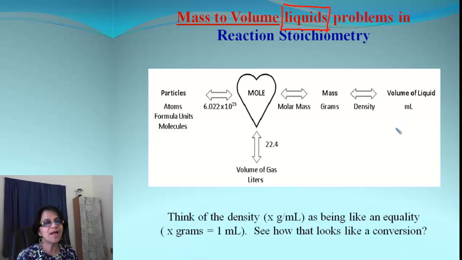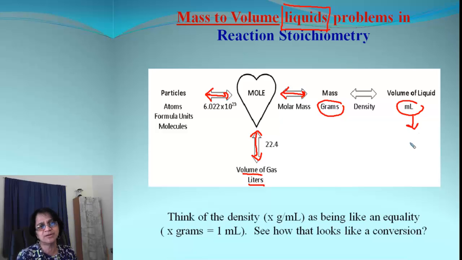So our roadmap which we talked about is extending. We already know from moles we can go to particles. From moles we can go either way to mass, and from moles we can also go to the volume of gas in liters. We are going to extend that grams in mass to milliliters, and we may be able to extend that further to liters or some other units if we wish to. So we are going to make use of density when we convert grams to milliliters.